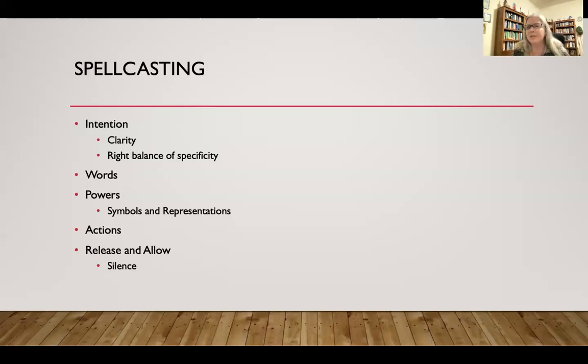And then once you get done with the spell, you want to release it and allow it to work. And that's the holding and silence part, because you need to give it time to manifest. And then throughout all of this, you always have the gratitude and assumption that it has already come to you and it's on its way. That is a big part of this.